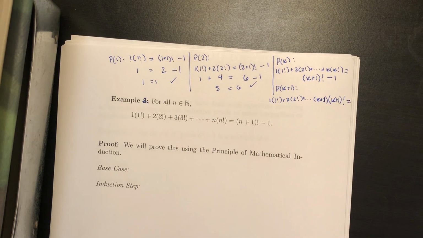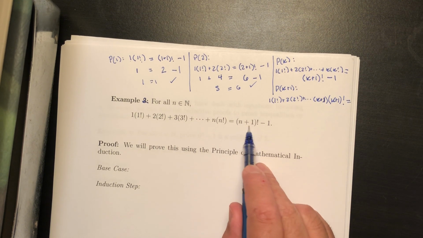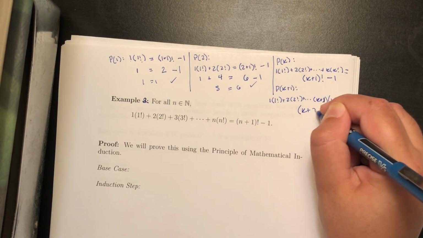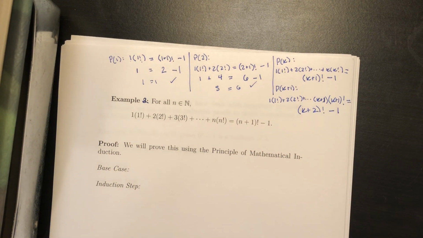And that's going to be equal to, I need to replace this n with a k plus 1. So inside I'll have k plus 1 plus 1. That's k plus 1 plus 1, that's k plus 2 factorial, minus 1 on the right-hand side. This is just a little bit of scratch work to help me in actually writing out the proof later.